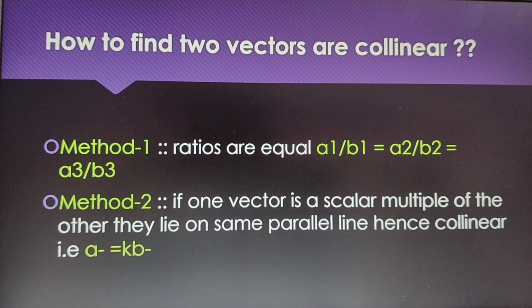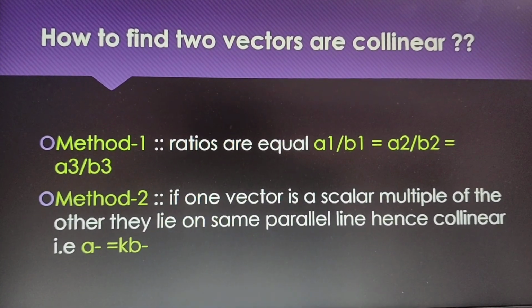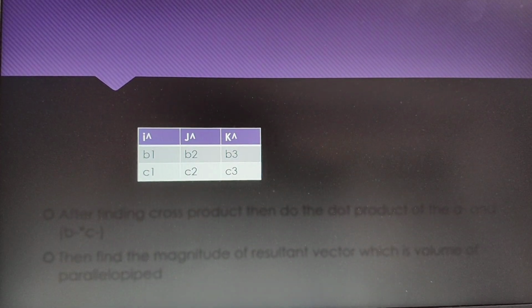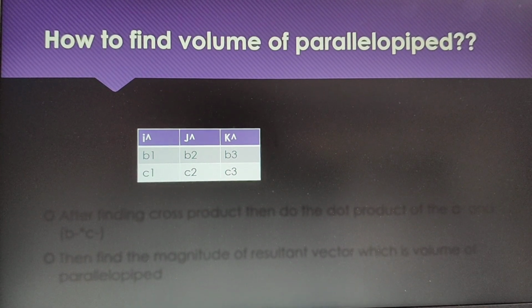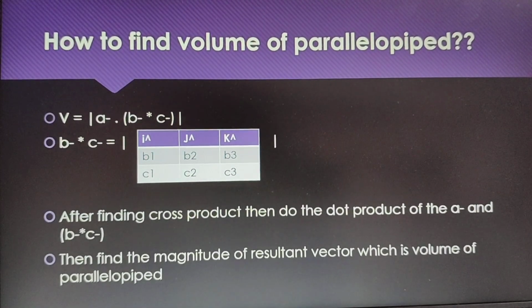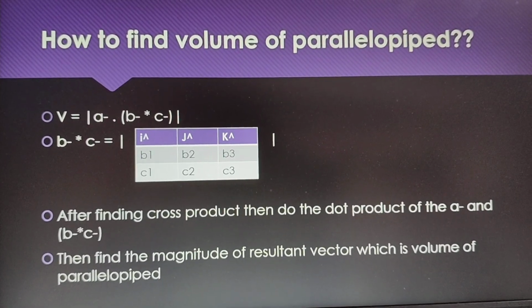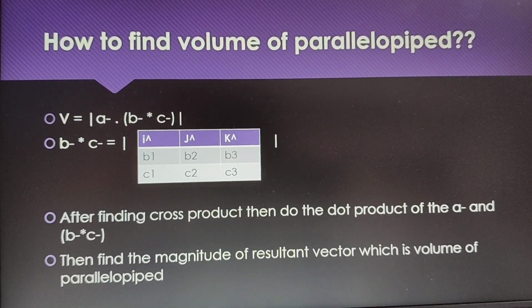Second one, if one vector is a scalar multiple of the other vector, they lie on the same parallel line, then also they are said to be collinear. That is, A bar is equal to k B bar, where k is some scalar multiple.